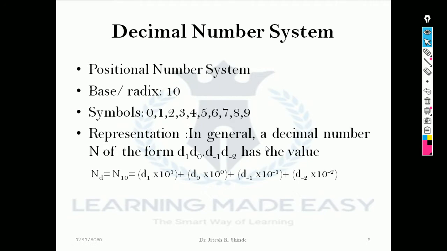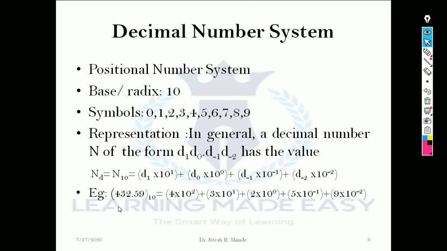Representation. The decimal number system is generally represented as N, the number. To indicate that N is specified in the decimal number system, at the base we write a small d. Sometimes in some books 10 is written instead of d. So this number in the decimal number system can be represented as d1 into 10 to the power 1, d0 into 10 to the power 0, plus d sub -1 into 10 to the power -1, plus d sub -2 into 10 to the power -2.